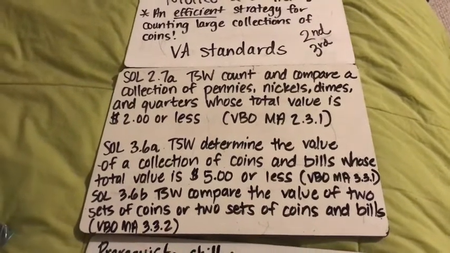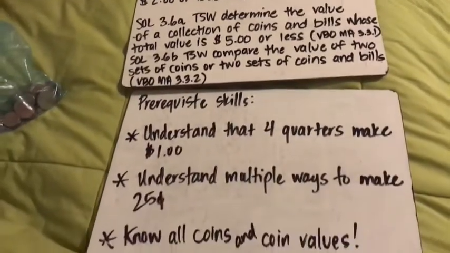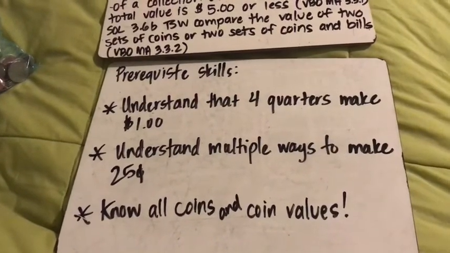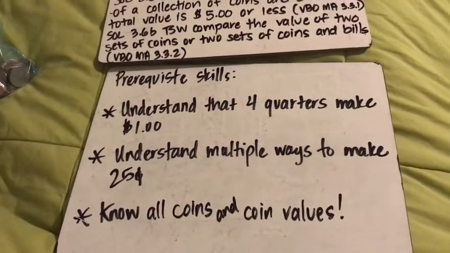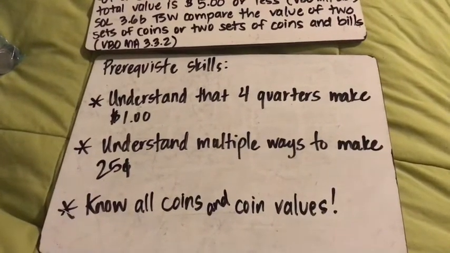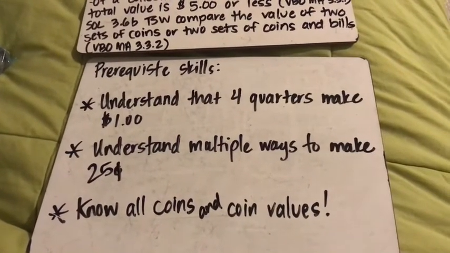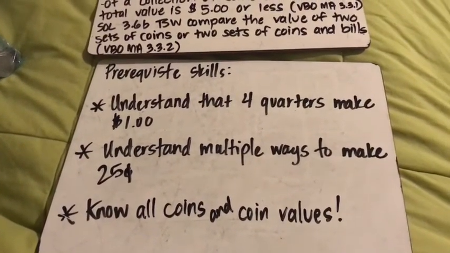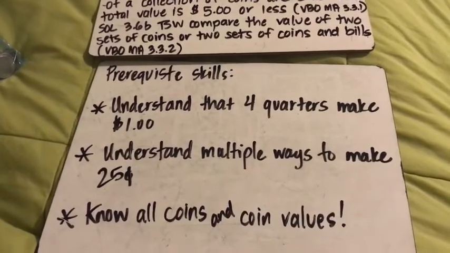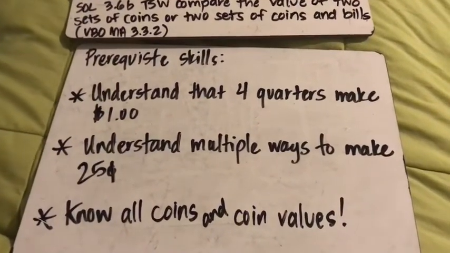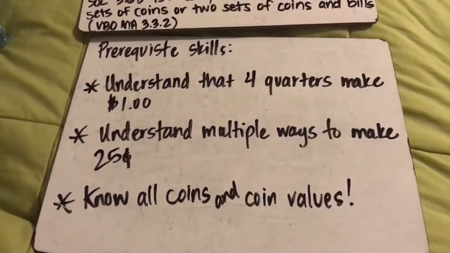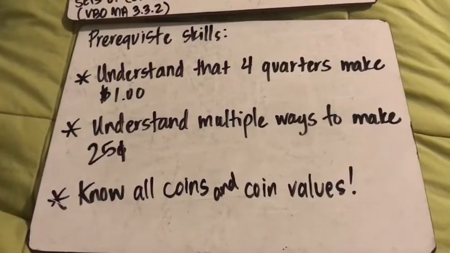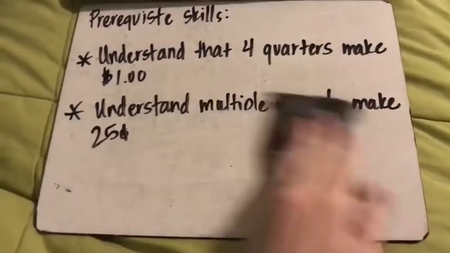So let me show you some prerequisite skills for this standard. In order to understand how to use the make a dollar strategy, you first need to understand that 4 quarters make $1. You need to understand multiple ways to make 25 cents. That can be done through a lot of exploration: 5 nickels, 25 pennies, a dime, 2 nickels and 5 pennies. There are so many ways to make 25 cents, and kids love to explore that. My favorite way to make 25 cents without a quarter is 2 dimes and a nickel, because it's just like 2 tens and a 5. And then of course they need to know all their coins and their coin values. All right, so let's get started.